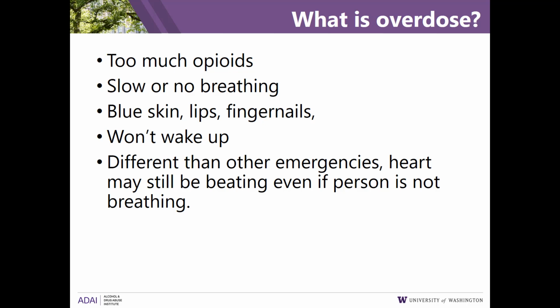So what is an overdose? It's more opioids than the body can handle. In an overdose, someone's brain is so relaxed it's not remembering to breathe. Opioid overdose is different than a heart attack. It's really a respiratory emergency. So the signs are related to that. They are usually slow or no breathing, blue skin, lips, or fingernails, and that the person can't be woken up. If someone can talk to you or look you in the eye, they're not overdosing at that point.